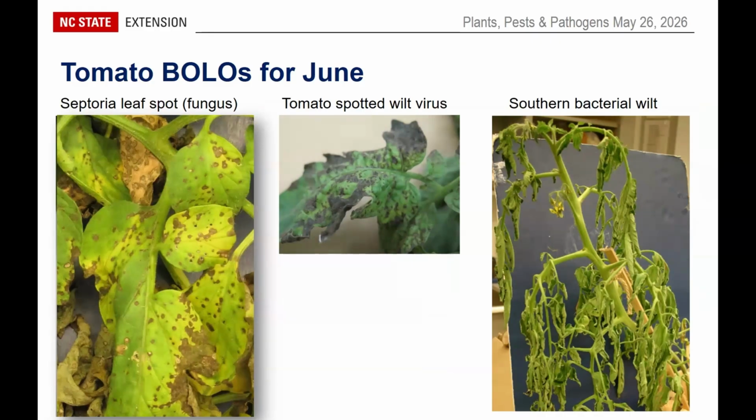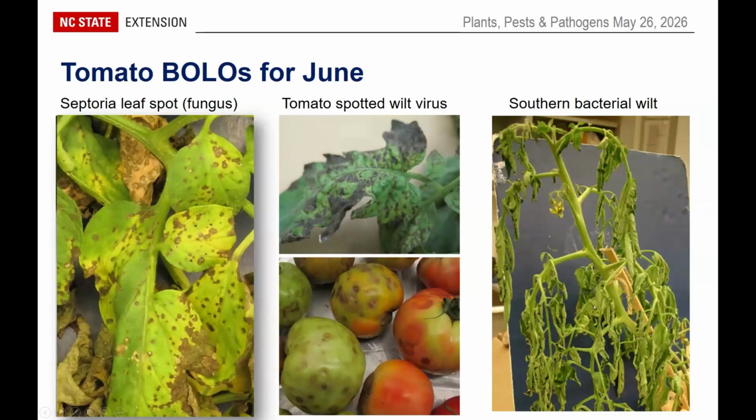And we might be starting to get into the time where we'll see wilting from southern bacterial wilt, from southern stem blight. Oh, and I should toss in a picture here of the fruit symptoms of tomato spotted wilt virus, and spots, even ring spots.